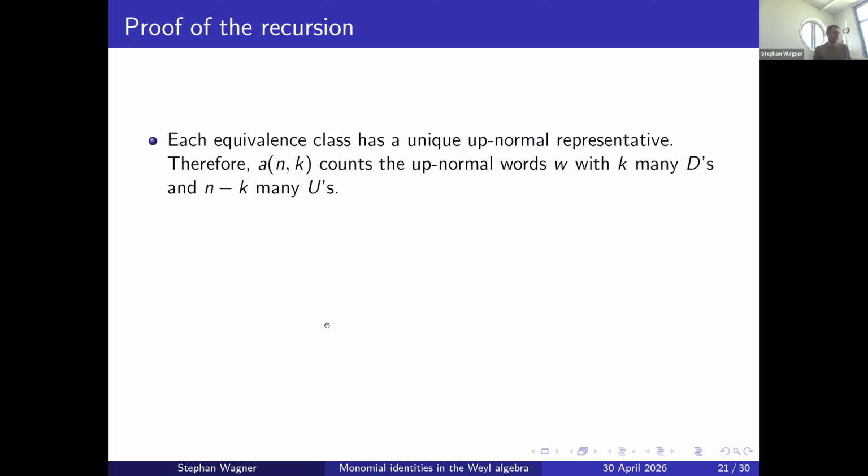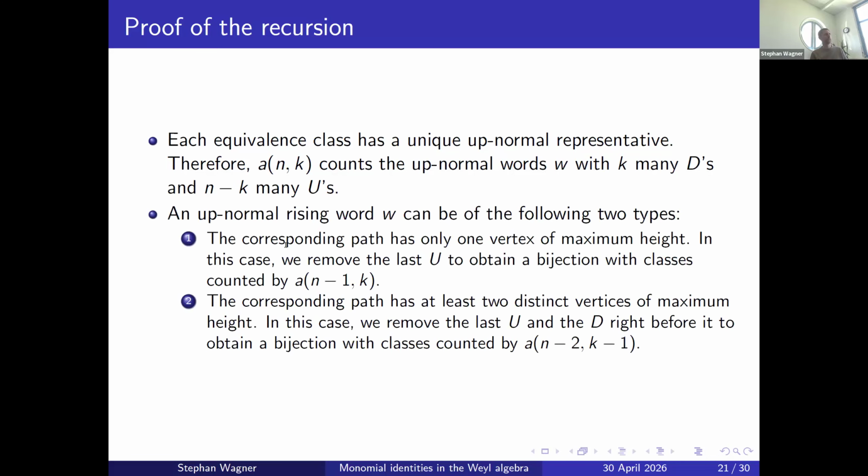How do I prove this recursion? Well, I apply a bijective argument to the abnormal representative. Each equivalence class can be identified with its unique abnormal representative. So A(n,k) just counts the abnormal words with k D's and n−k U's. And then there are basically just two cases, two types.